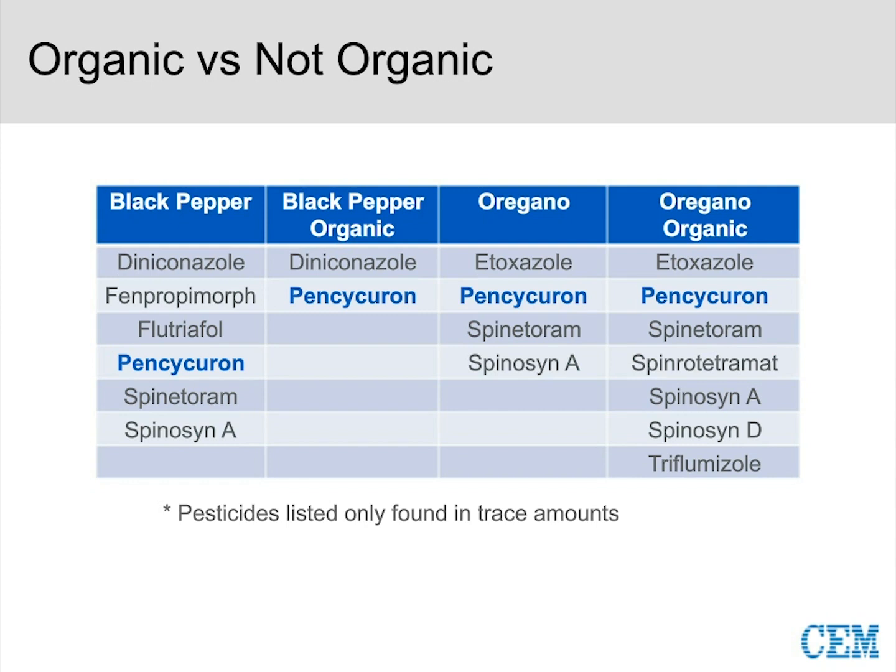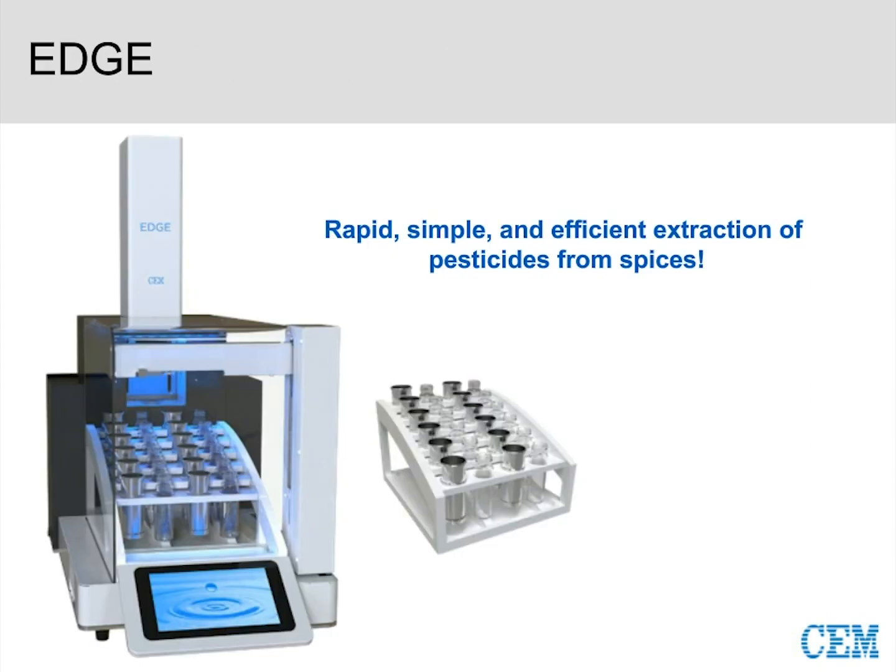So with that, I am going to conclude talking about spices and move on to a different matrix. But what I hope you've seen, and again, I hope I've not been too repetitive here, but being repetitive makes you remember. If you take anything away from this talk, I really want you to think back to the edge and see that it was a rapid, simple, and efficient technique. But even furthermore for these spices, it gave you better data than the traditional QuEChERS technique that we were running.